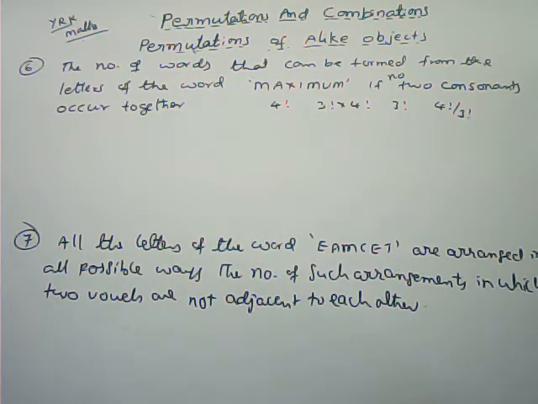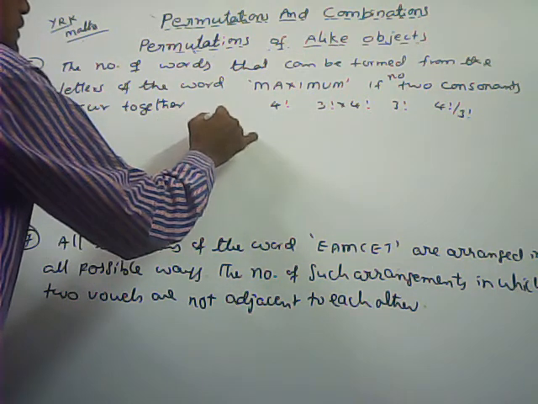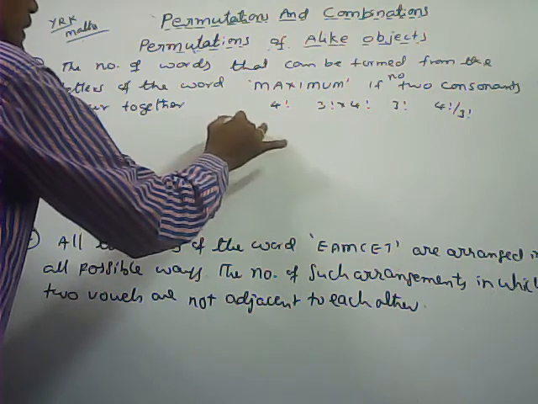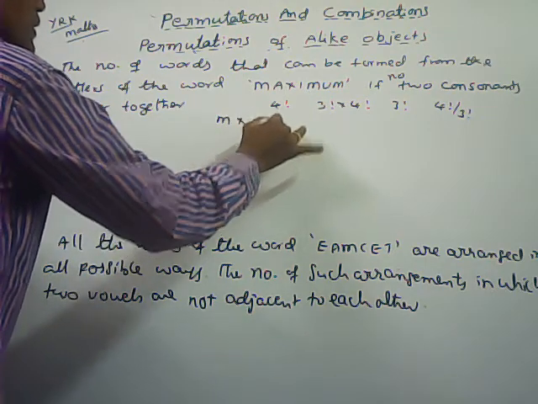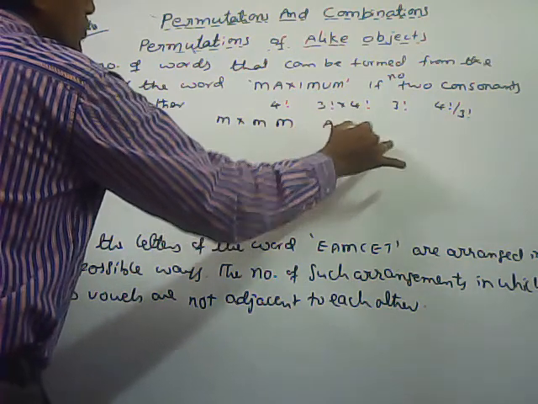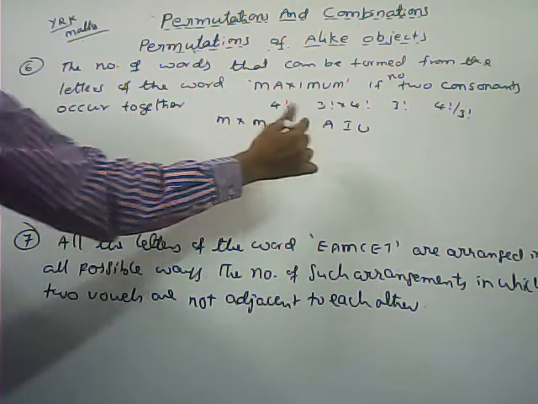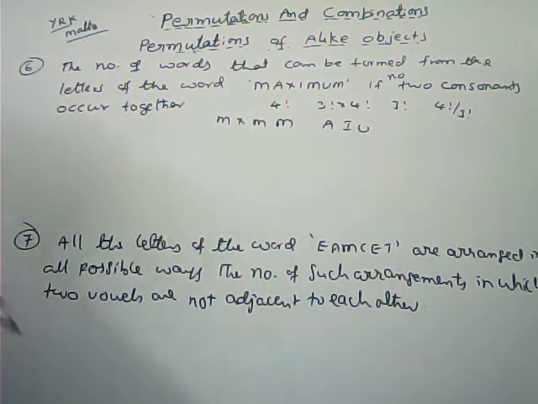Here, the number of words that can be formed from the letters of the word MAXIMUM if no two consonants occur together. First, we can separate what are the vowels, what are the consonants. M, X, M, M. A, I, U. 1, 2, 3, 4, 5, 6, 7. 4 plus 3, 7 letters. Total 7 letters are there.